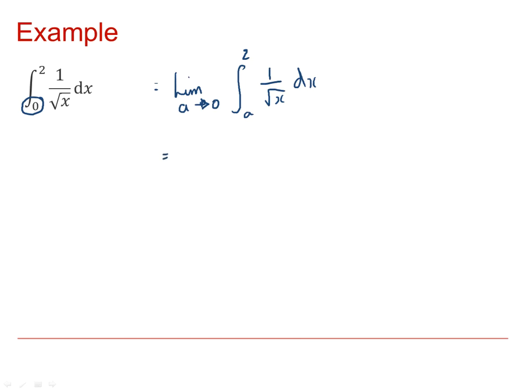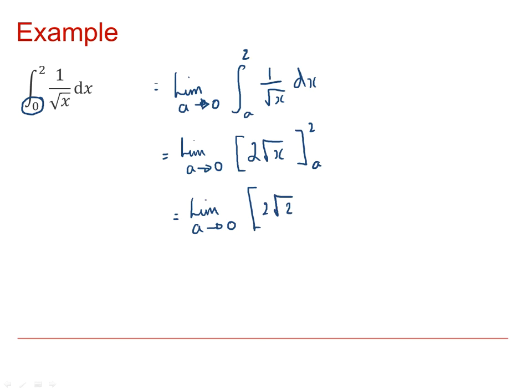Well, the 1 over root x integrates to 2 root x, and we can evaluate that then from a to 2, and we want the limit as a approaches 0. So that's equal to the limit as a approaches 0 of 2 multiplied by the square root of 2 minus 2 multiplied by the square root of a.